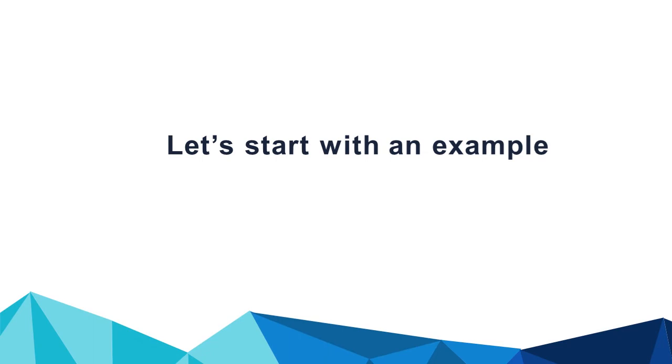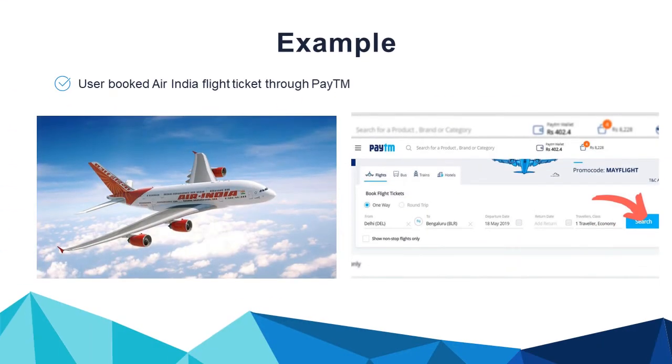Let's start with an example. When you try to book airplane ticket, you book it from various websites. Let's say you booked the flight ticket of Air India through Paytm website. But how many times do you book flight ticket from Air India website? You rarely do that. You use other travel agency websites like Paytm, Make My Trip, etc. But how is it possible that you can book the Air India or SpiceJet flight from other websites instead of their own website? And that is where API comes in.